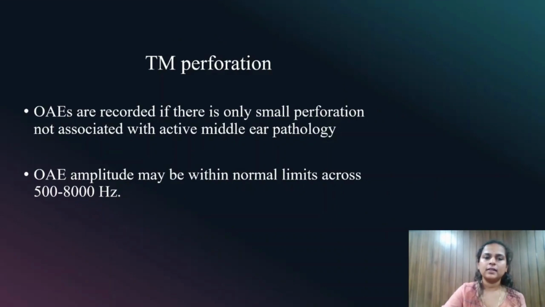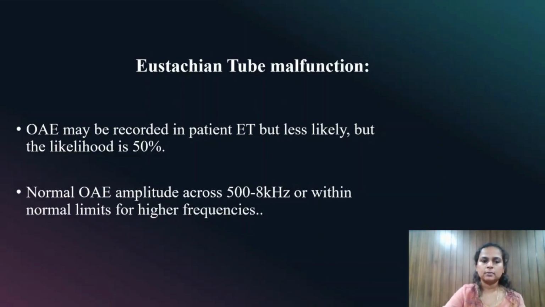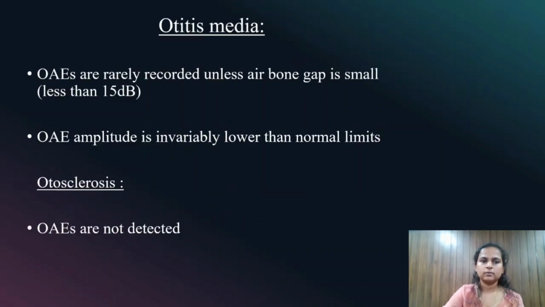In TM perforation, if it is only a small perforation without any associated active middle ear pathology, OAEs are recorded and the amplitude may be within normal limits across 500 to 8 kHz. OAEs may be recorded in 50% of eustachian tube dysfunction. OAEs are rarely recorded in otitis media unless the air-bone gap is less than 15 dB, and amplitude is invariably lower than normal limits. In otosclerosis, OAEs are not recorded.